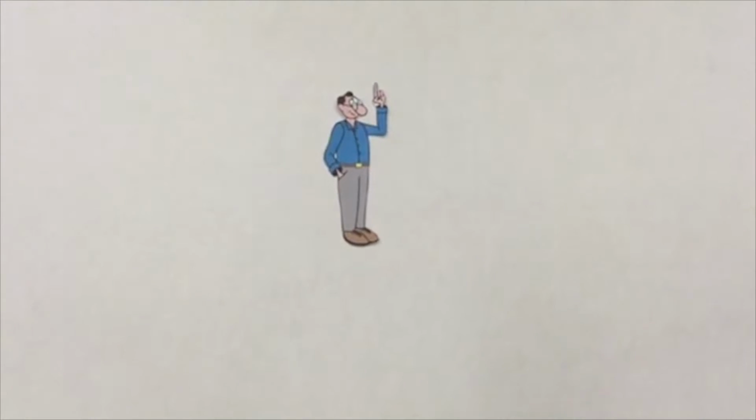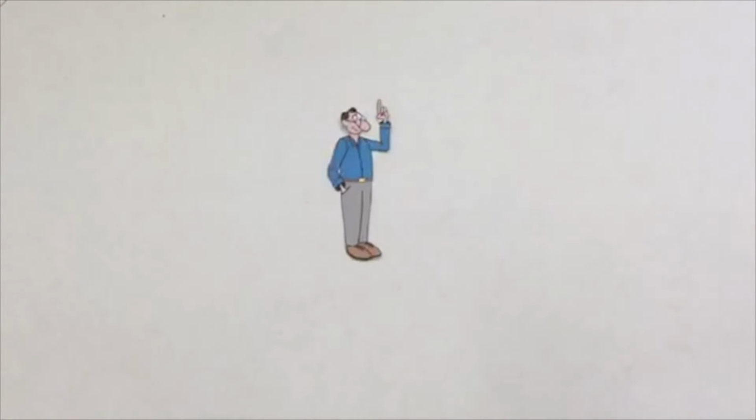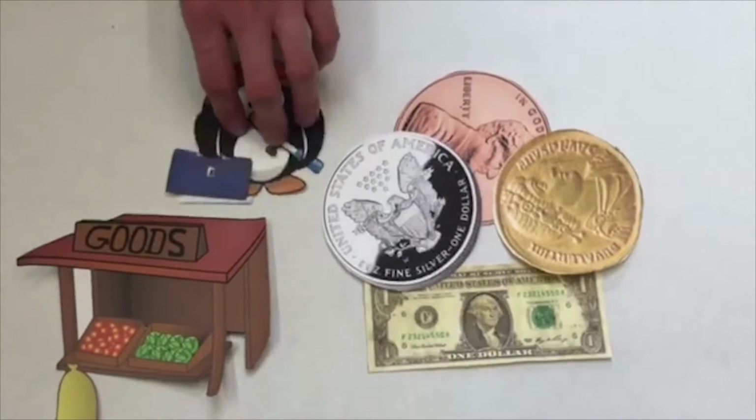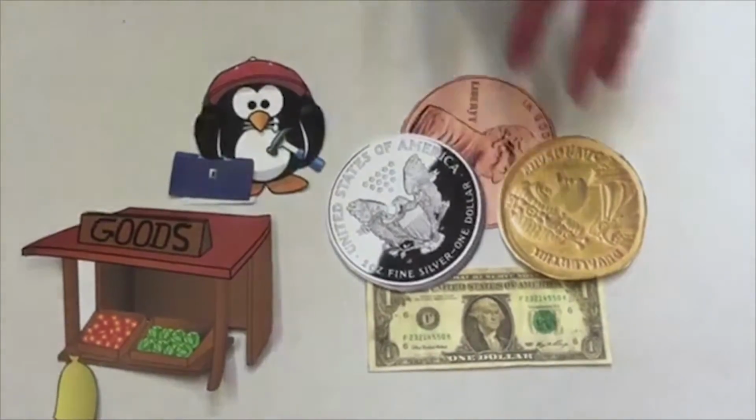Now I will tell you something about the 3 functions of money. The first function is the medium of exchange. That means that money can be used for buying and selling goods and services. If there were no money, we would exchange via barter.